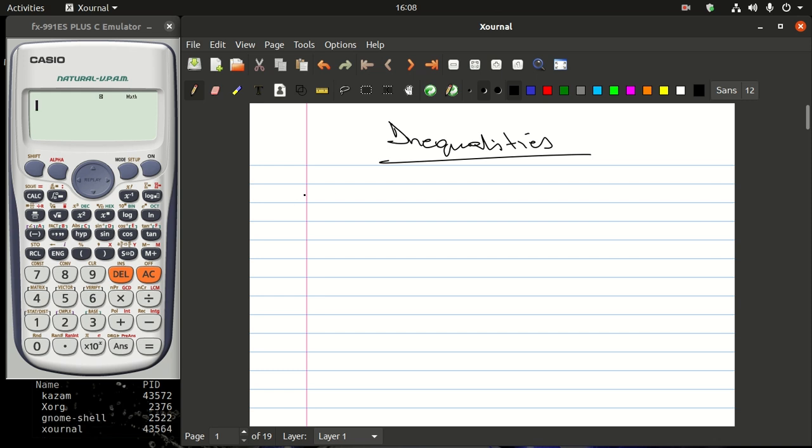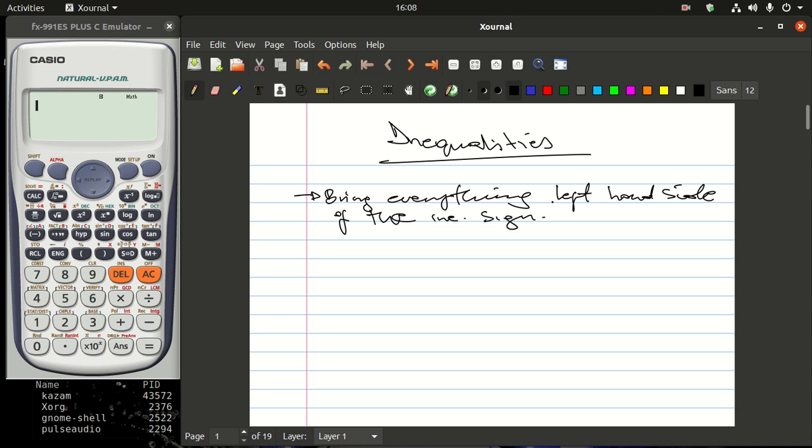We said, if you want to solve some inequalities, the first step is you bring everything to the left hand side of the inequality sign. Let me just have a sign there. And then after you have taken everything to one side, the next step is to find the critical values.